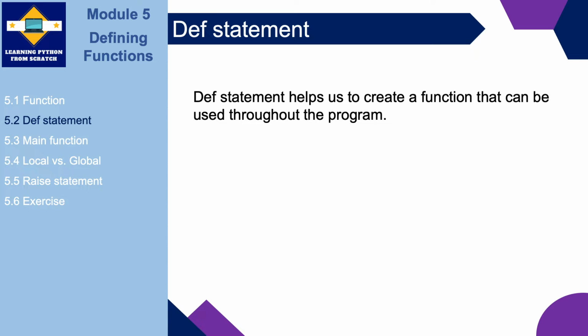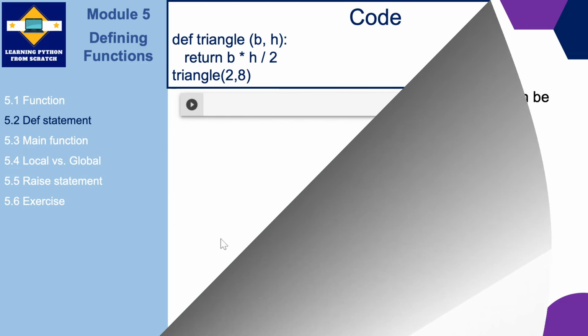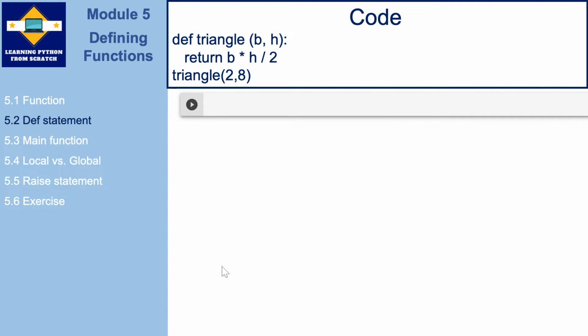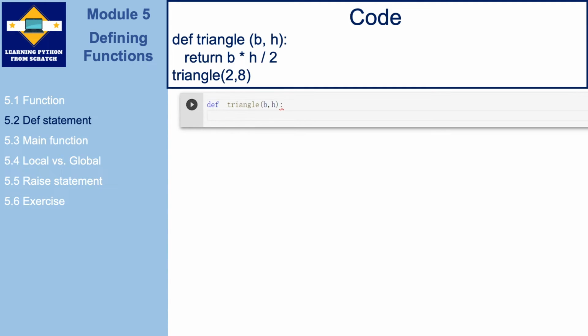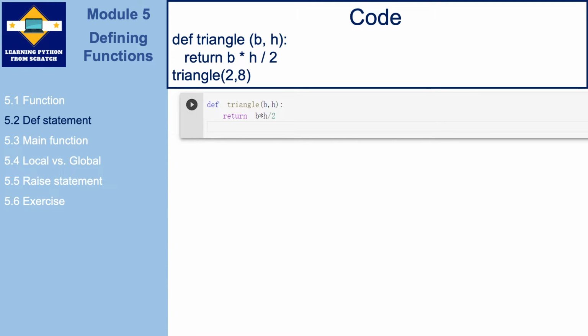The DEF statement helps us to create a function that can be used throughout the program. The following is an example. First, we type DEF triangle, B and H. Triangle is the function name. Then we type return. The function returns the calculation result. Let's try to calculate the area of a triangle with B equals 2 and H equals 8.